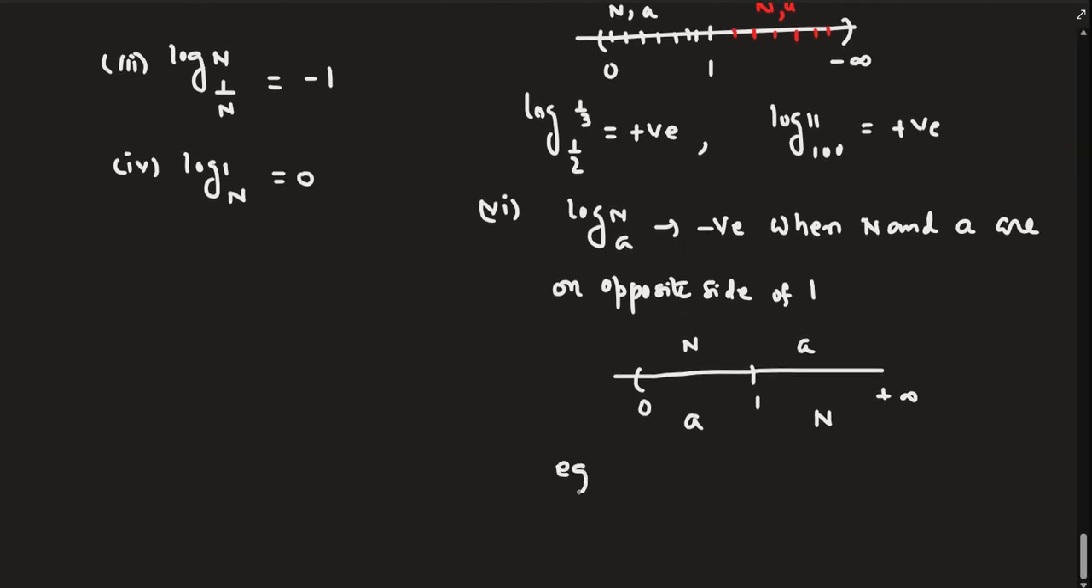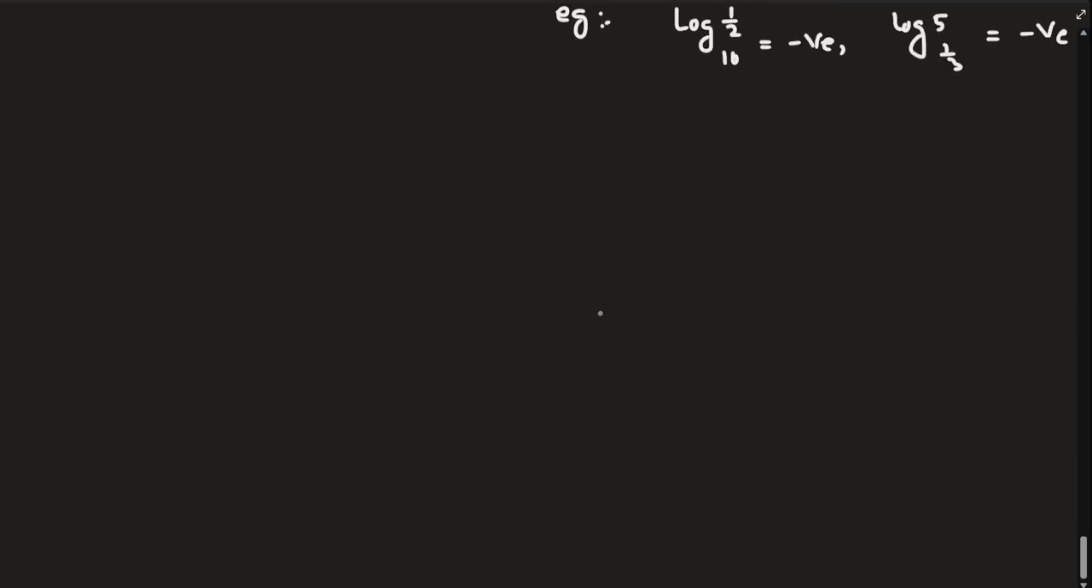For example, you can take log of half with base 10: the number is left of 1 but 10 is right of 1, so the answer will be negative. Or you take log of 5, where 5 is on the right side of 1, and the base is 1 by 3, you get negative. So log is positive or negative depending on where n and a lie. Okay. Now coming to the next property.